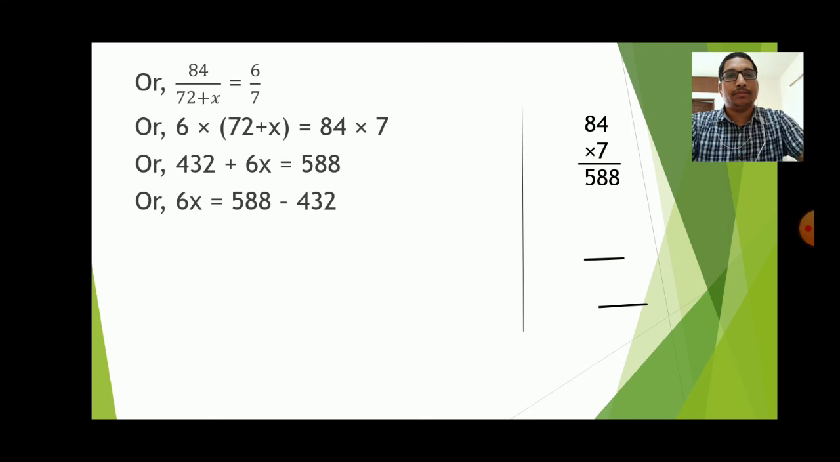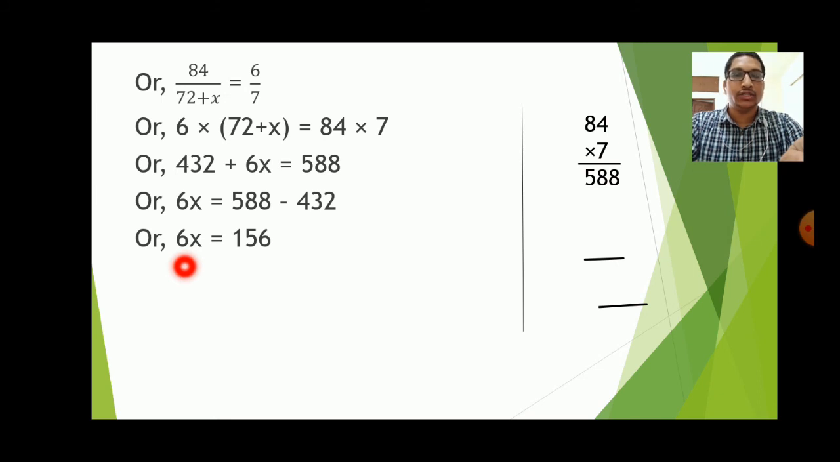Now if we subtract 432 from 588, what will it be? It will be 156. Okay, now we need x's value, but this 6 we need to move from the left side to the right side. So if we move it, its sign will be changed. Before that, we need to know the relation between x and 6. The relation between x and 6 is multiplication. So when we move this 6 from the left side to the right side, it will be division.